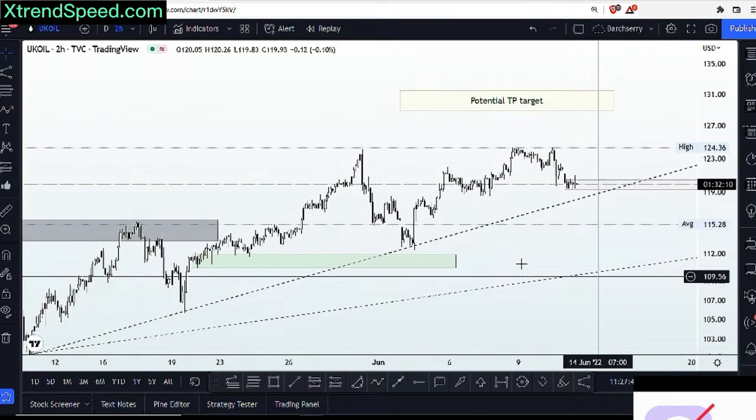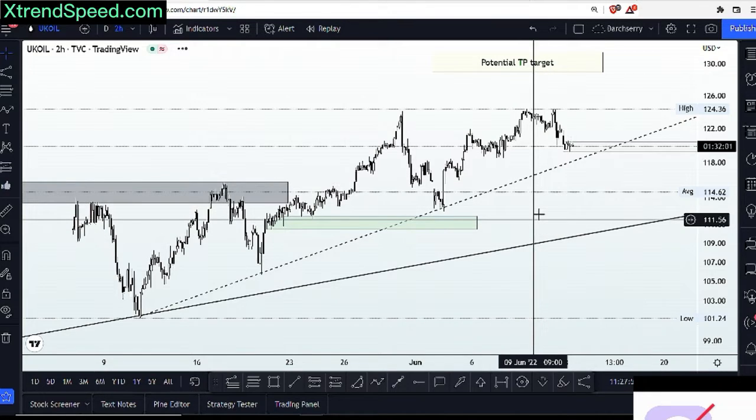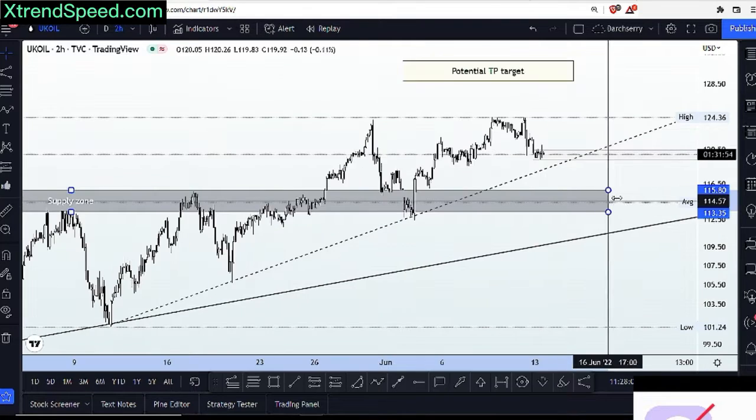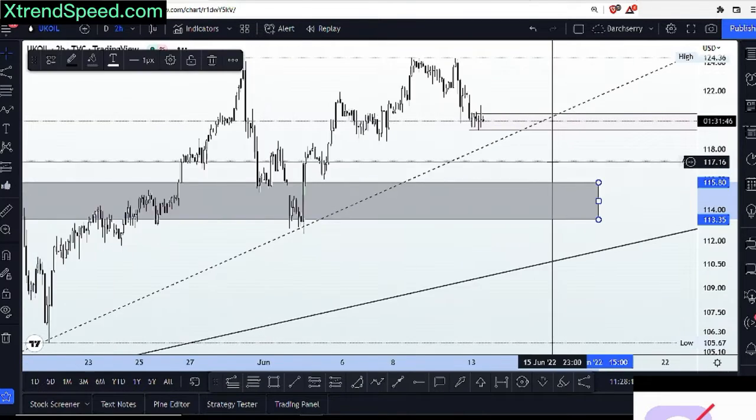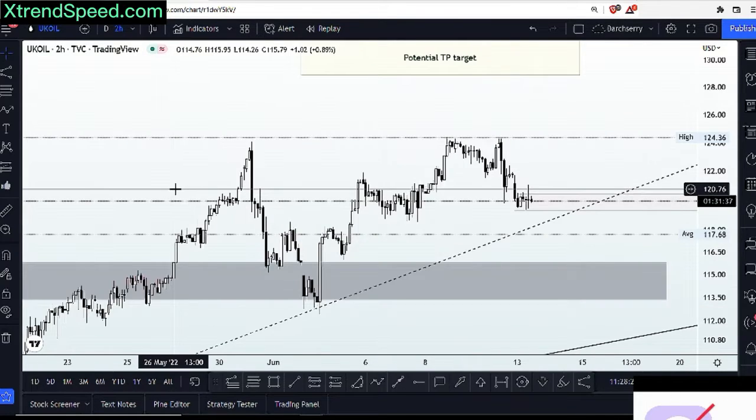So we can see we have this major bullish trend line here. Let me give this a trend line. So we have the major bullish trend line which we identified on the daily time frame, and we have our supply zone at around $114. So now, as we head into the New York session, we have the same scenario that we are looking out for on the UK oil.